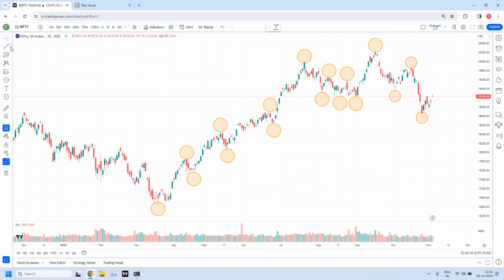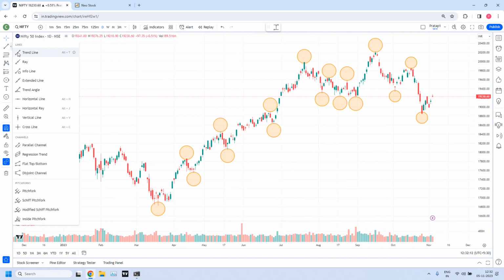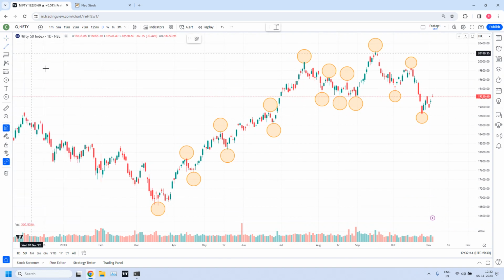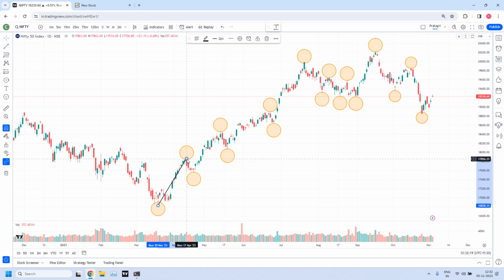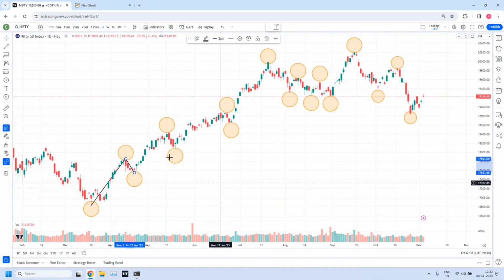Okay, if you want to understand in a better way, you can draw trend lines also. From this swing low to this swing high, you can draw a line. Actually, drawing these lines is not required if you have enough experience. Marking these circles and drawing these trend lines are not really required once you get experience. But in the starting stage, you practice this.